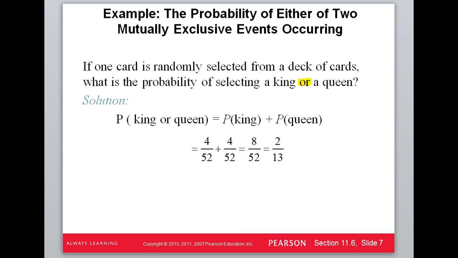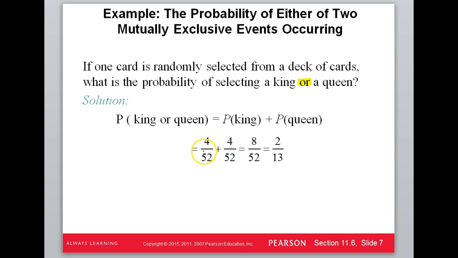Now you may be thinking, what does it mean if they share an outcome? I can't think of one. Well, think if this said king or spade instead of queen. There are 4 kings, there are 13 spades, but there's also a king of spades. So that's what we mean by they do share an outcome in common. But in this particular problem, kings and queens, there are no outcomes shared. There's either a king or a queen. You can't be both. So we just add up the individual probabilities, and we've seen both of them.